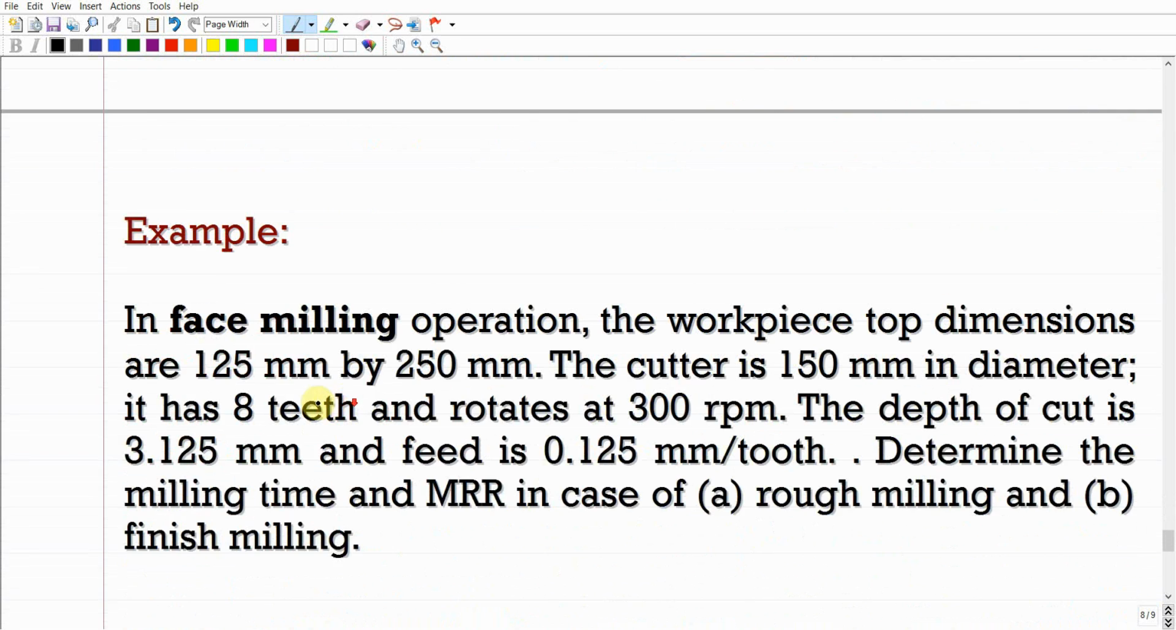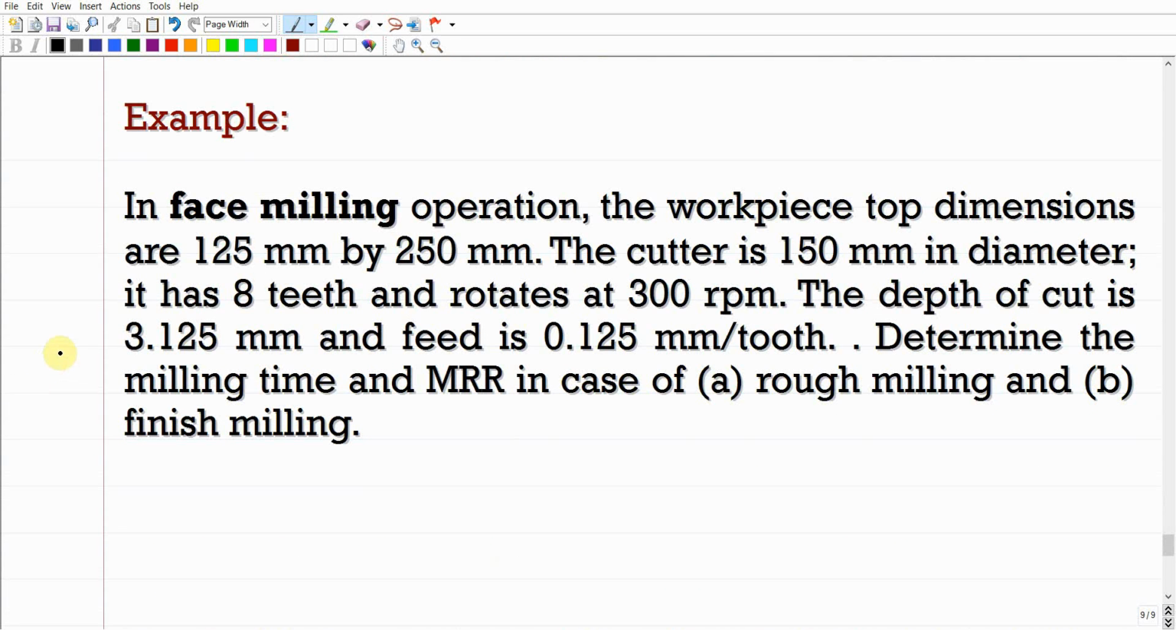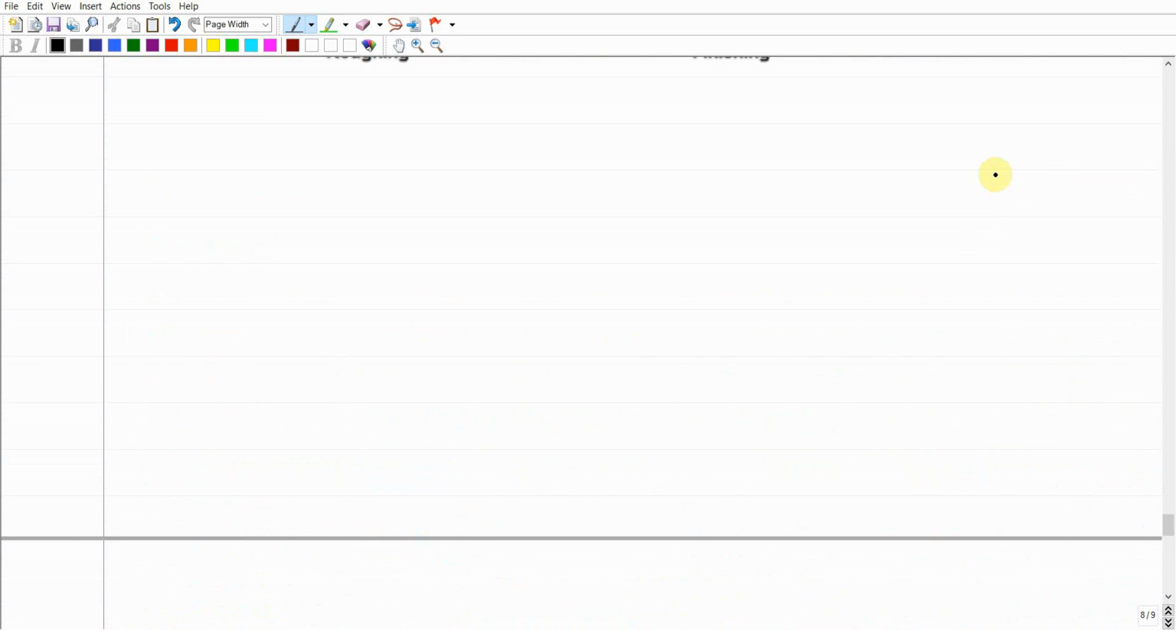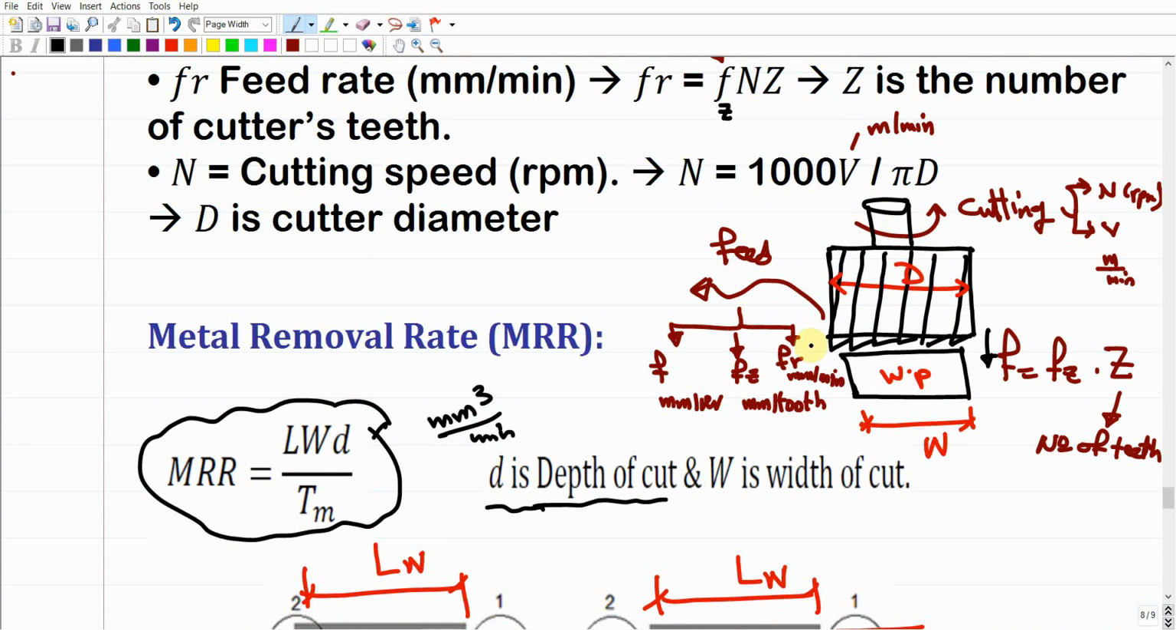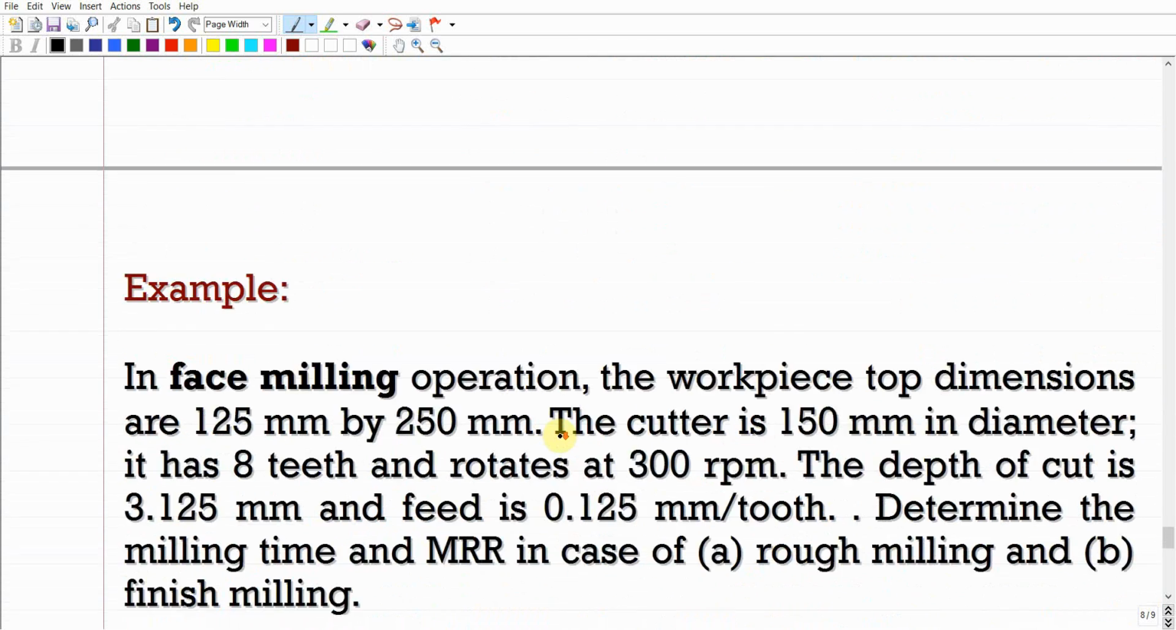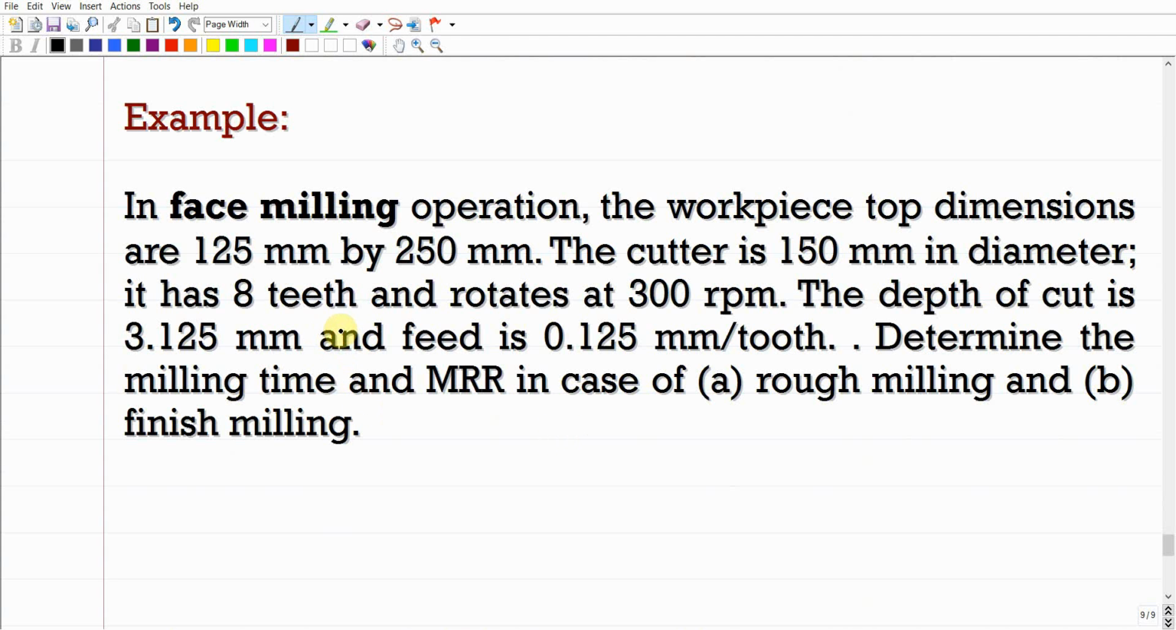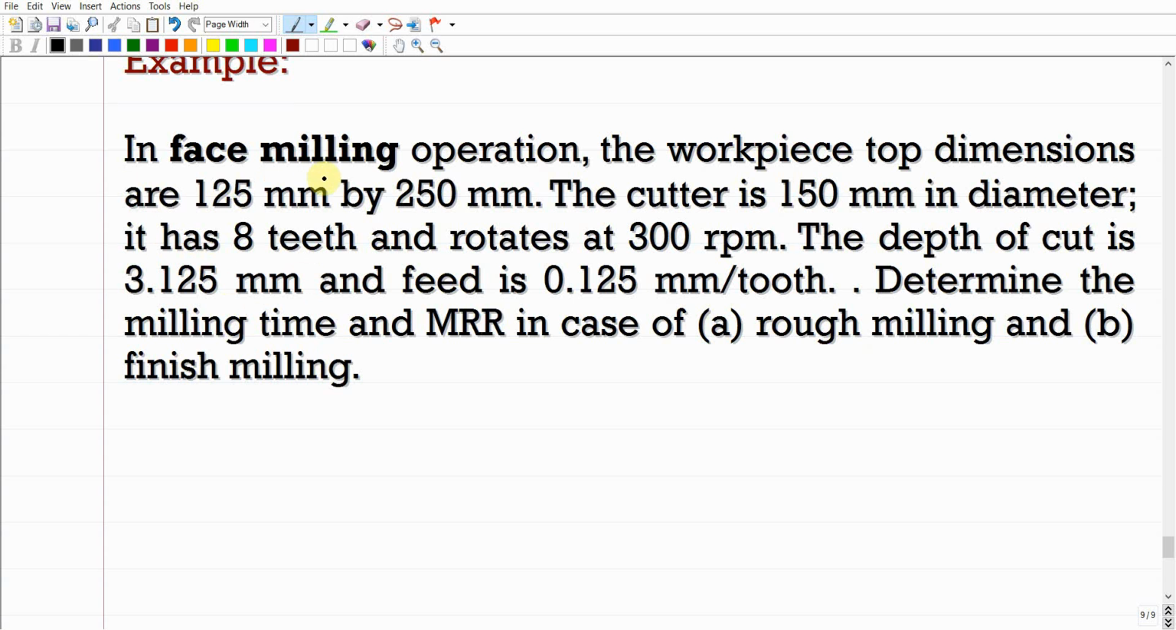Now let us consider this example of a face milling operation. Face milling means that this is the kind of configuration that we're going to use. There are some slightly different formulas or changes in case we're working with plain milling, but we're not going to consider this part. We're just going to focus on face milling, which is very similar but with slightly different things. The key idea is to show how you can calculate the machining time and metal removal rate for a milling operation like face milling.